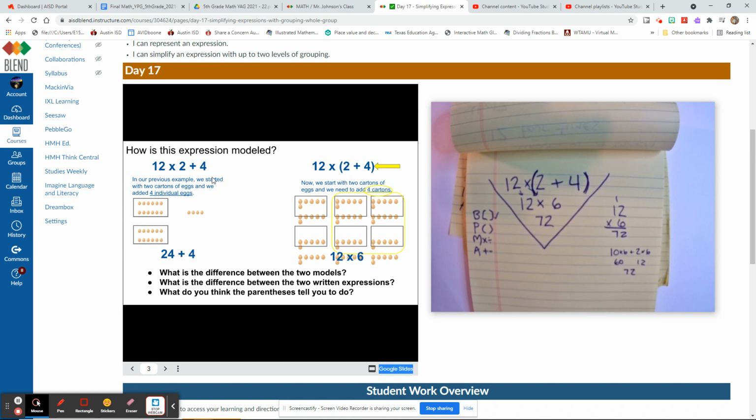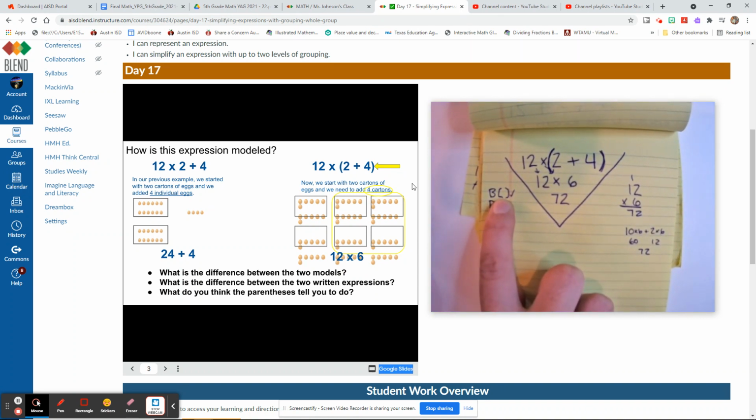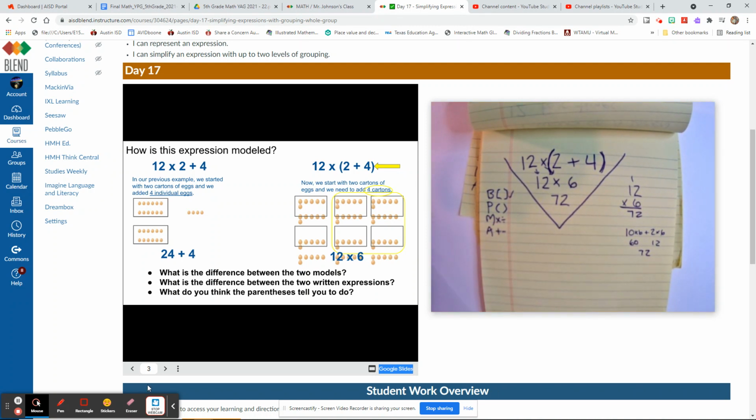And the only thing different about these two expressions was this set of parentheses, these grouping symbols, which said that we had to do this step first. Because if we follow our order of operations, remember, brackets, parentheses come first. Those are your grouping symbols, and then everything else follows.